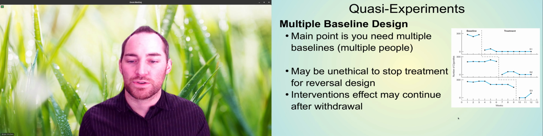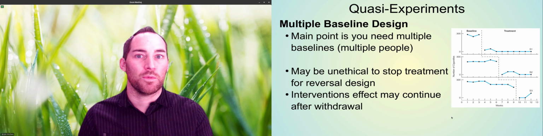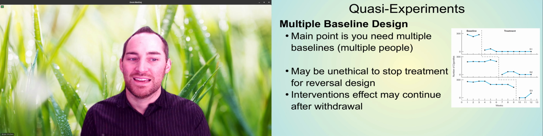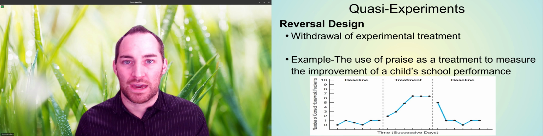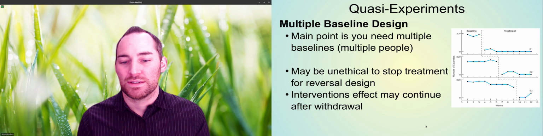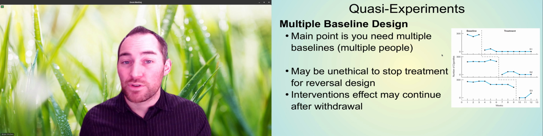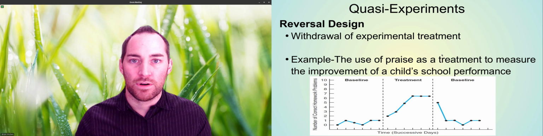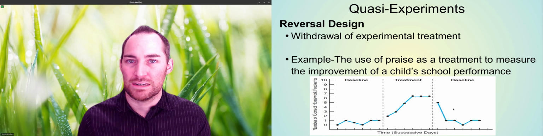So depending on what you're doing, it might be unethical to stop a treatment for a reversal design. If you're giving someone a life-saving drug, you don't necessarily want to just take that away, right? It might make for a good reversal design, but it might make for a person who dies, and that's not what you want, right? The intervention's effect can also continue after the withdrawal. If you did some kind of treatment that just fixed them forever, then doing a reversal design, you're not going to see this drop back to baseline, right?